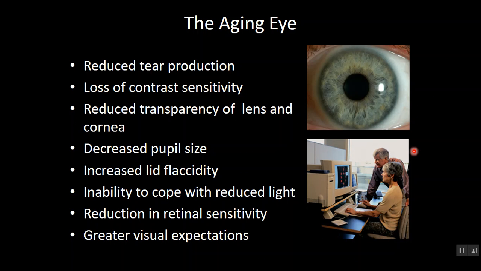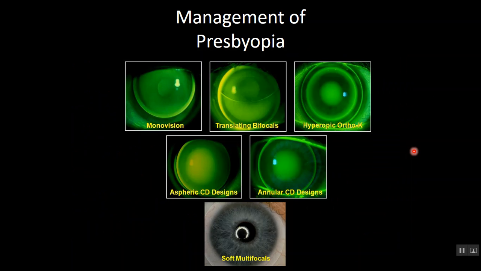We have the inability to cope with reduced light, so patients are more sensitive to reduced lighting conditions, driving at night as an example. We have a reduction in retinal sensitivity, and then our patients have great visual expectations for their various hobbies and their lifestyle. So there are many challenges in dealing with the aging eye. We have numerous different types as an industry of multifocal lenses.